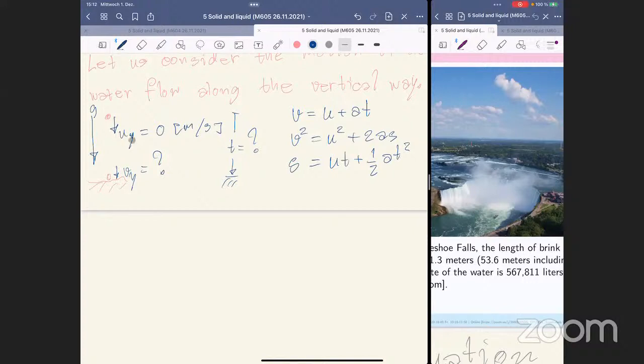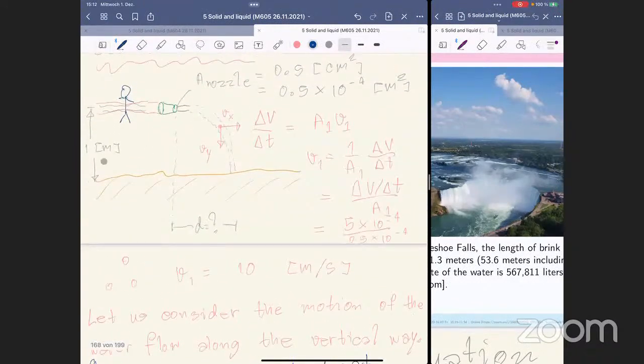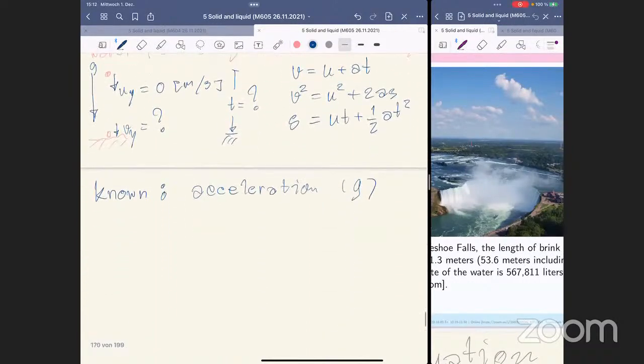What do we know? The quantity that is known to us is the acceleration, which is g, right? We know the distance, right? The horse is 1 meter above the ground. We know the height, which is the distance.